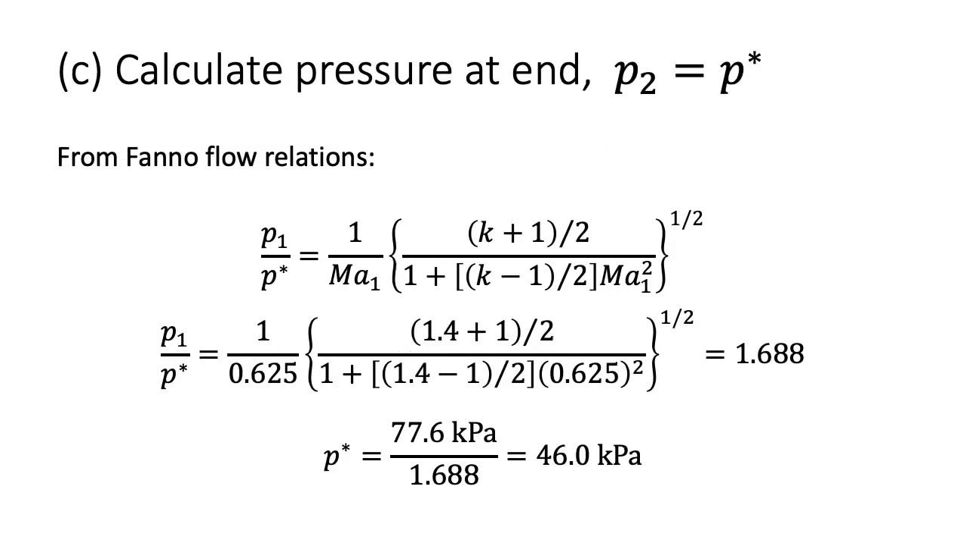For part C, calculate the pressure at section 2, which for our case corresponds to the pressure for choked flow. Again, looking back at the temperature entropy diagram, we see that we are now performing a calculation that applies to a process along the Fanno line. Thus, we will use the Fanno relations for this calculation. Based on the Mach number at section 1, the static to critical pressure ratio is 1.688. Substituting in the static pressure at section 1, we get the even lower pressure of 46.0 kilopascals at section 2.